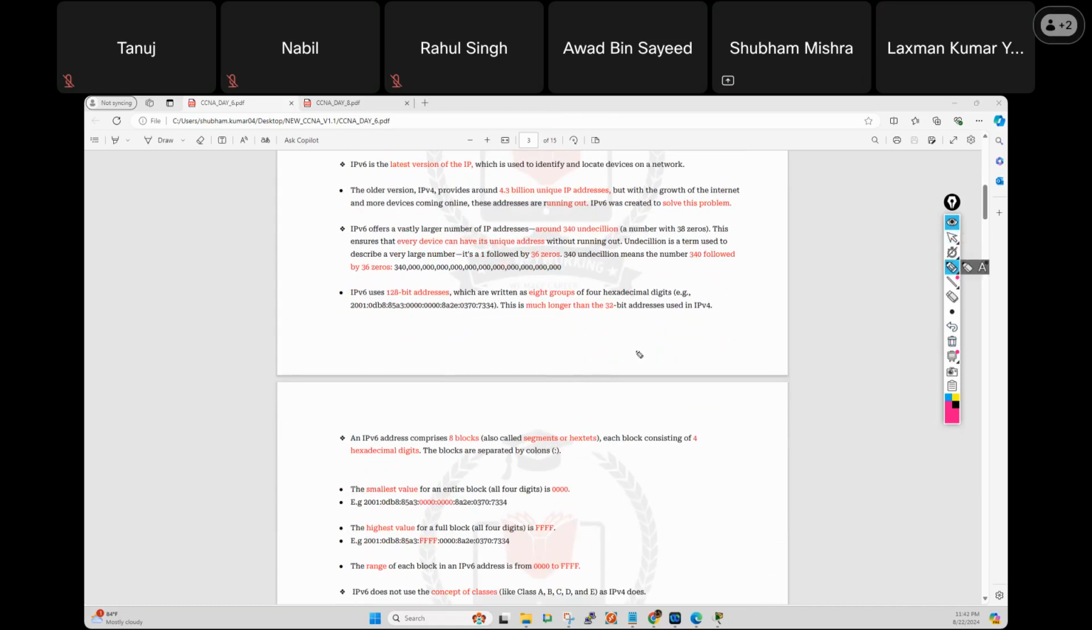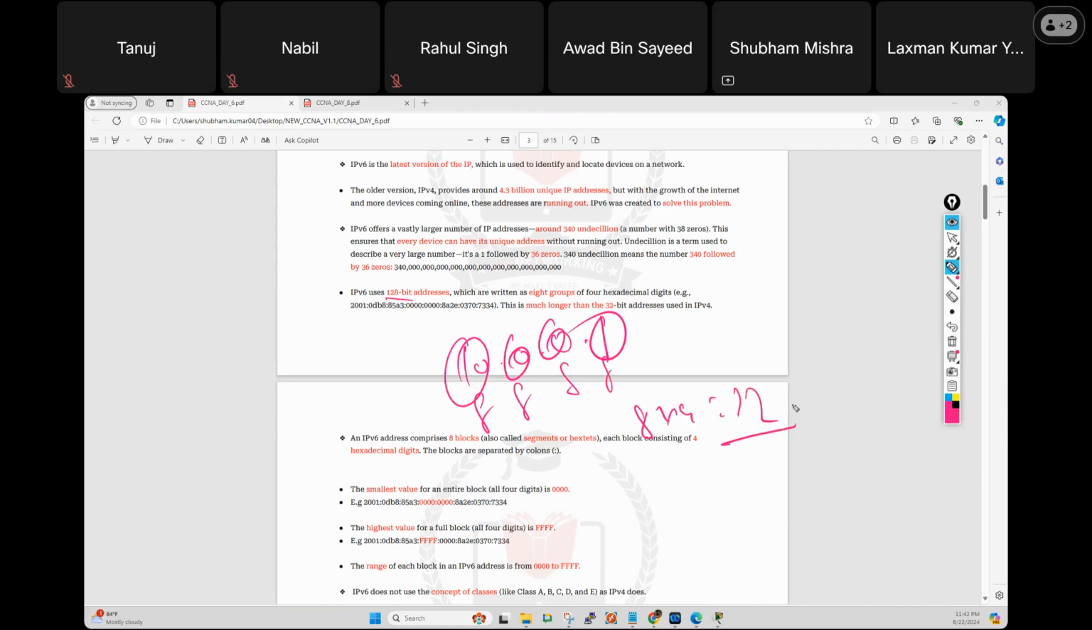Now, the next thing is, if you remember, what is the size of IPv4? 32-bit, right? What is the size of IPv6? 128-bit. IPv4 is written in how many groups? 10.0.0.1. How many groups? 1, 2, 3, 4. And in each group, how many bits? 8, 8, 8, 8. So 8 into 4, 32-bit.